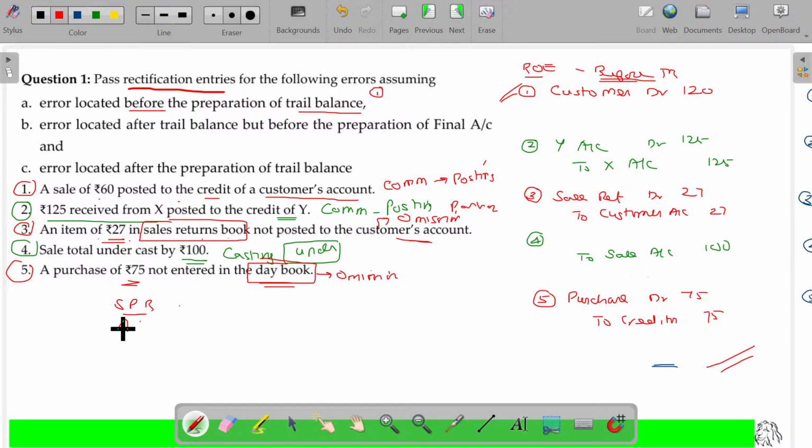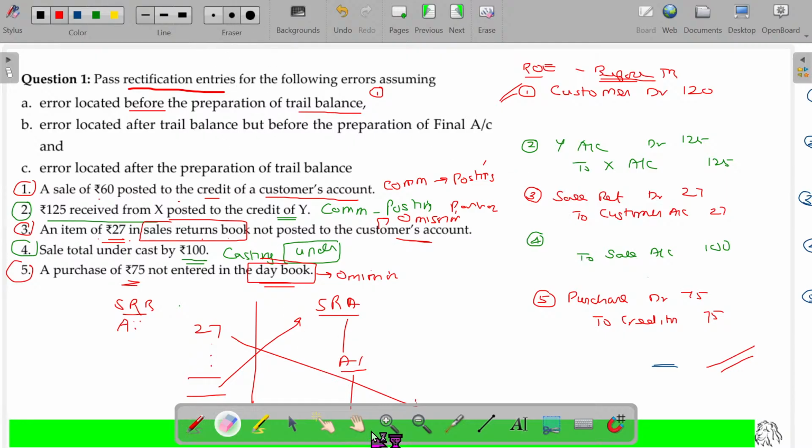Okay, probably customer A 27, like we have n number of items. From there, sales written book account. This total is posted properly, but in A's account not posted. So then what happens? This will be partial omission. I'll just adjust this. Sales written is posted properly. It is not a problem for me. Okay. Clear? This is the entry.